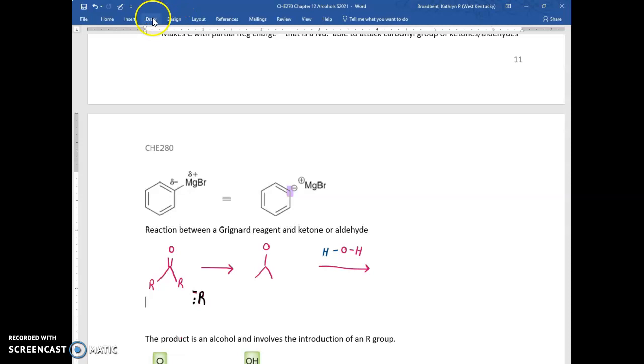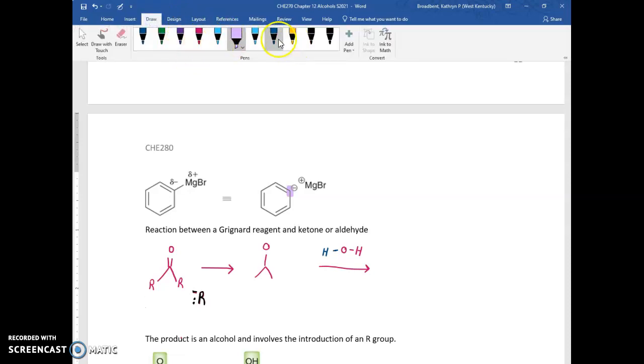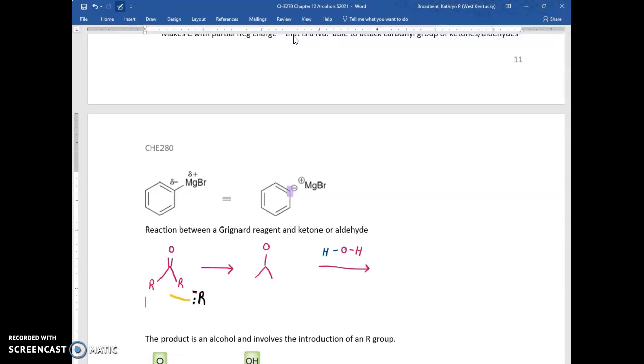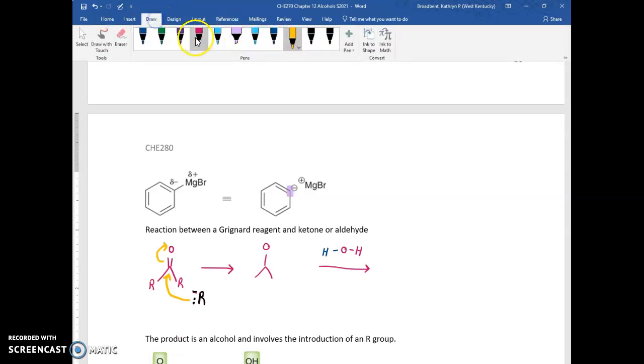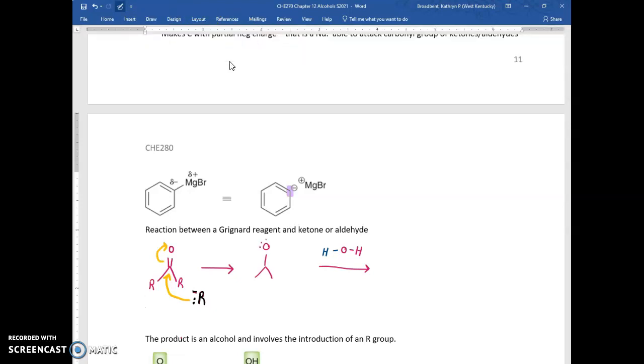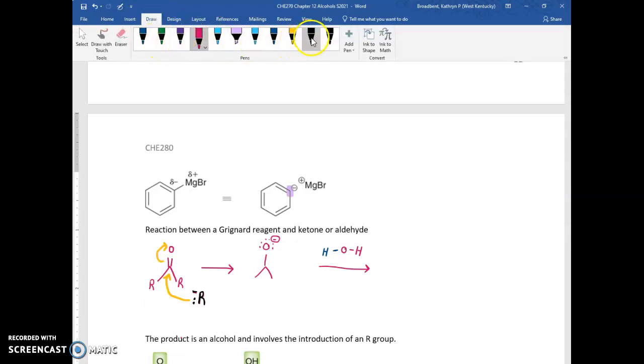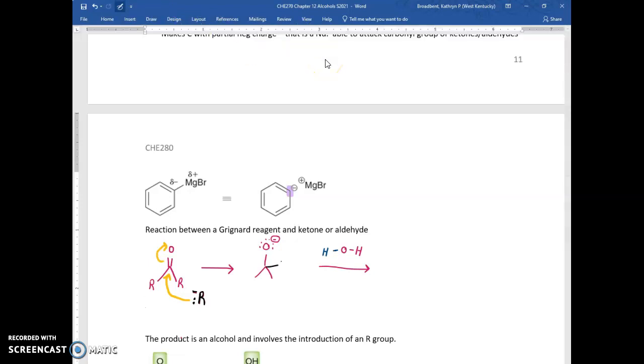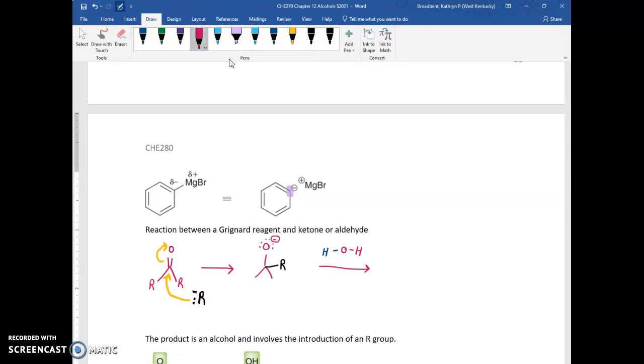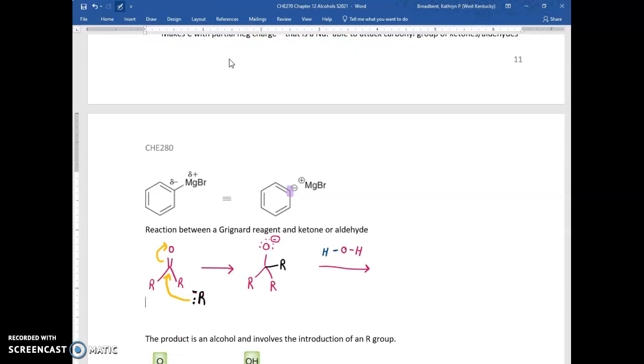So what happens here? Our mechanism: the electrons on that carbon attack the carbonyl carbon here, and these electrons go and live on the oxygen. So this will have extra electrons and be negatively charged. We have added an R group here. The other R groups are still there. I didn't have them drawn. I was trying to make this simpler.